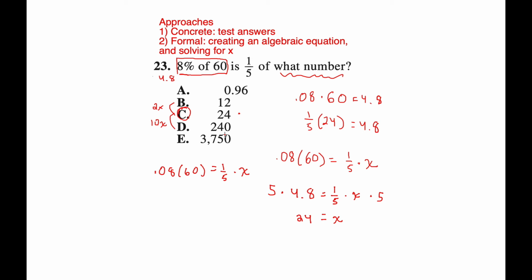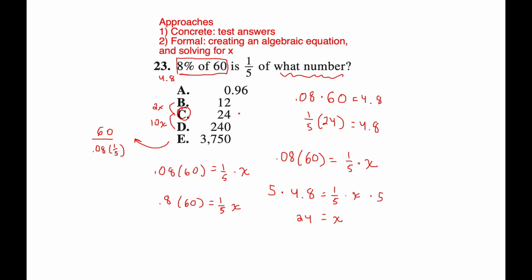Answer choice D of 240 could reflect another easy-to-make mistake when writing out the initial equation: instead of doing 0.08, doing 0.8. If we did 0.8 times 60 equals 1/5 of x and went on to solve that, that would give us 240. And finally, answer choice E of 3,750. One way to get that would be to do 60 divided by 0.08 as well as 1 over 5. So this is essentially using all the right numbers from the question, but doing the wrong operations on those numbers.